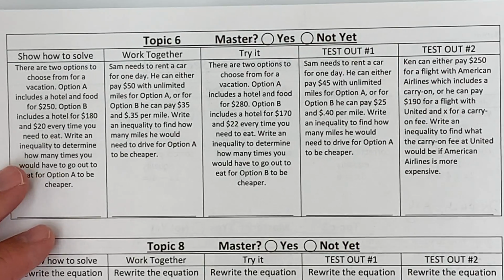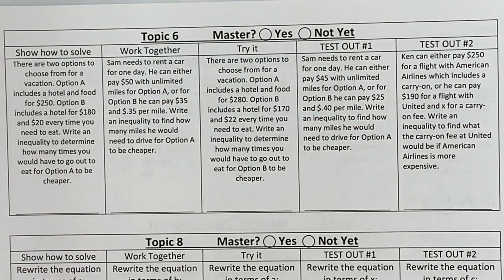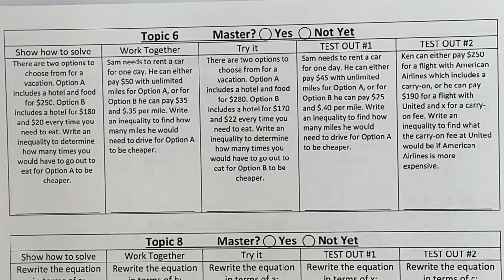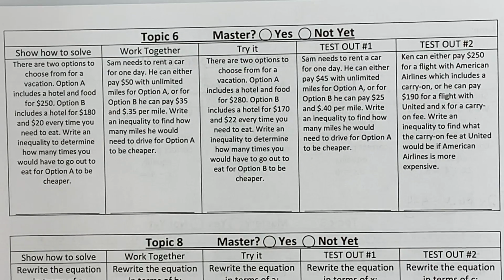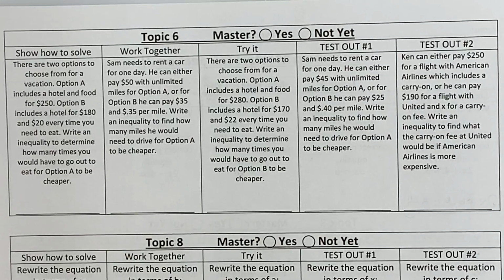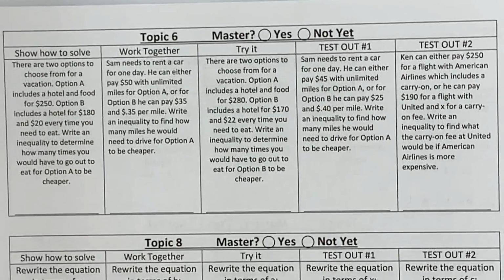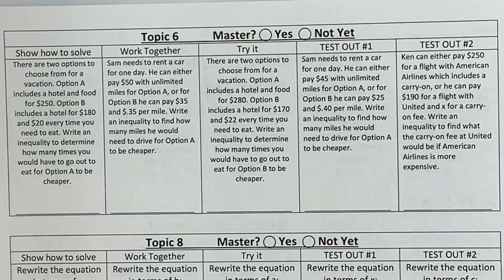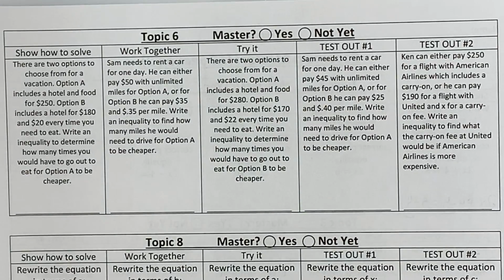All right, topic 6. So there are 2 options to choose from for a vacation. Option A includes a hotel and food for $250. Option B includes a hotel for $180 and $20 every time you need to eat. Write an inequality to determine how many times you'd have to go out to eat for option A to be cheaper.